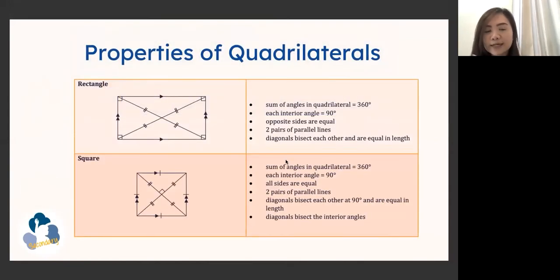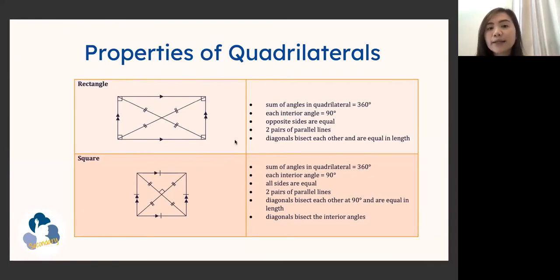Properties of quadrilaterals. Most of the properties you are already quite familiar with, except for maybe the diagonals part. Diagonals are actually line segments connecting the opposite corners of the figure. So for example, in a rectangle you see here, this slanted, tilted length, we call it the diagonal, connecting the opposite corners.